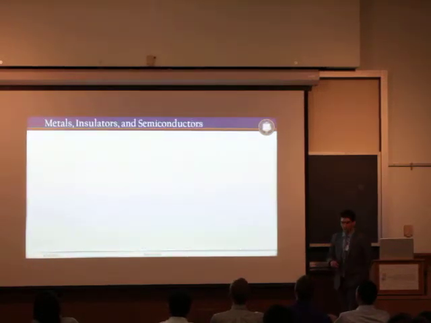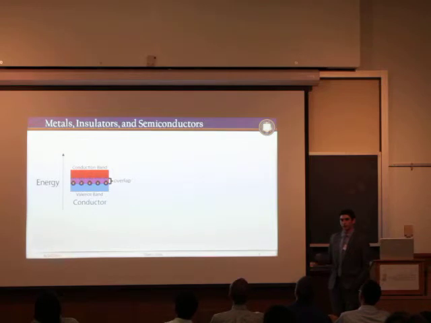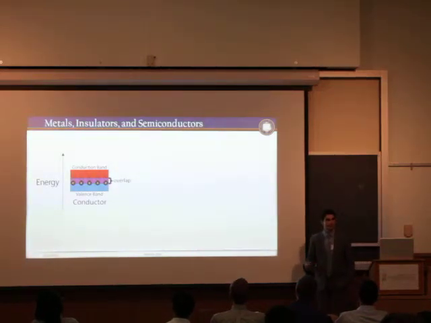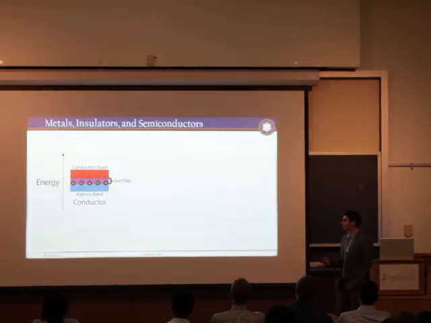So keeping that in mind, we can use this concept to describe how a bunch of different types of materials behave. If you have something called a conductor, what you have is an overlap between your valence and your conduction band. So your charges, your electrons and holes, can move freely throughout your material. This is something like silver or gold. It's a really good conductor, so it's really good at moving charge around.